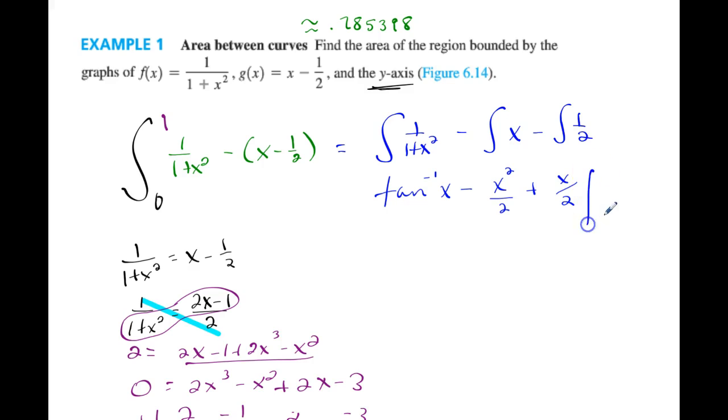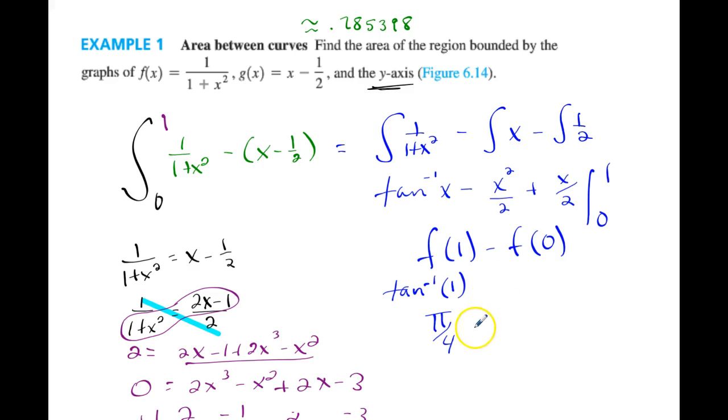And then I want to evaluate that between 1 and 0, and record values for f at 1 minus f at 0, doing the fundamental theorem of calculus. So this is the tangent inverse of 1, which is pi over 4, because the tangent of pi over 4 is 1. And this is going to be minus 1/2 plus 1/2.